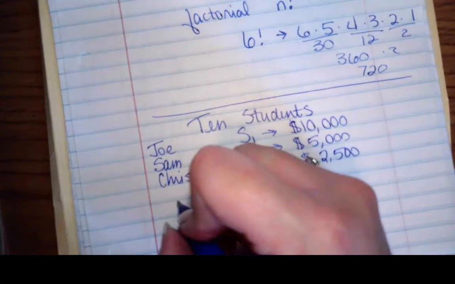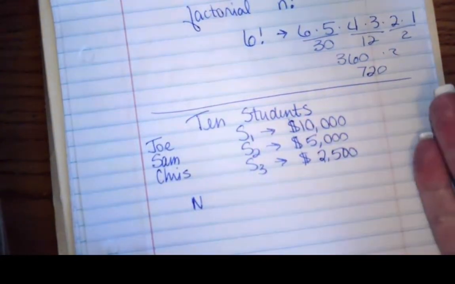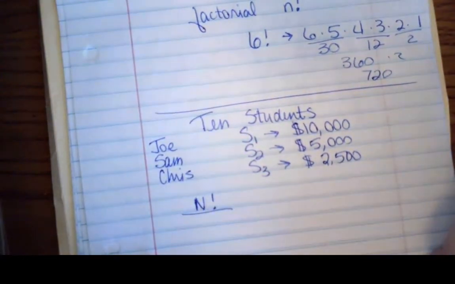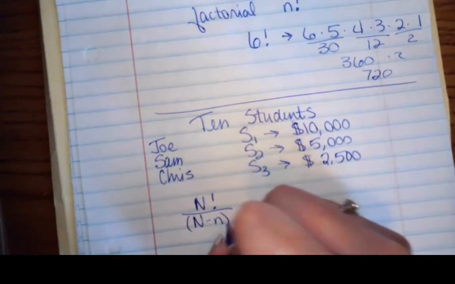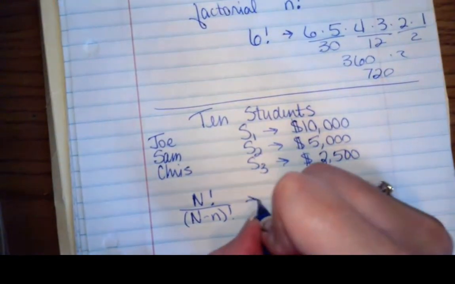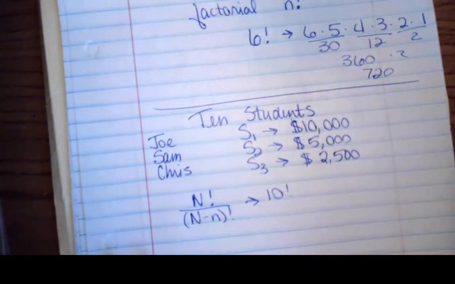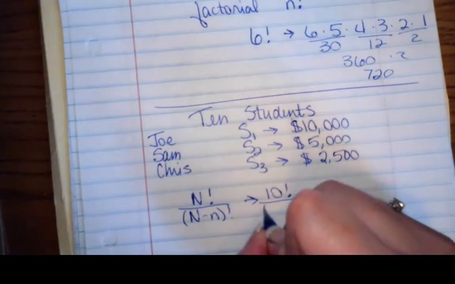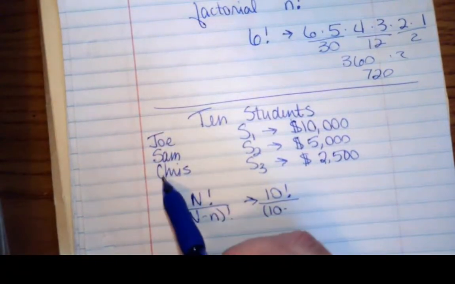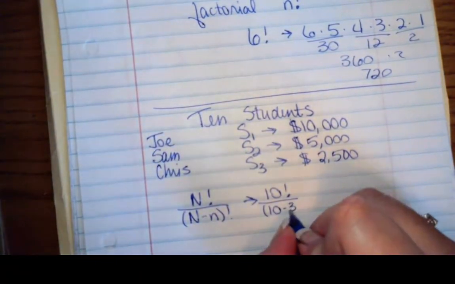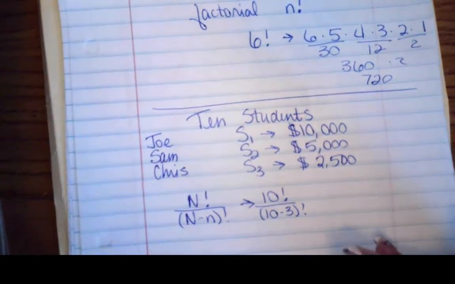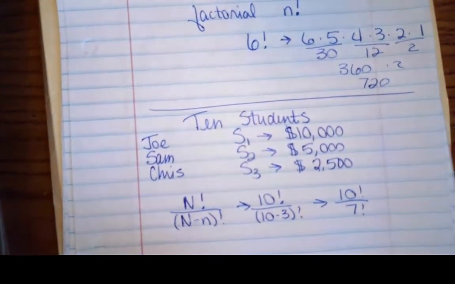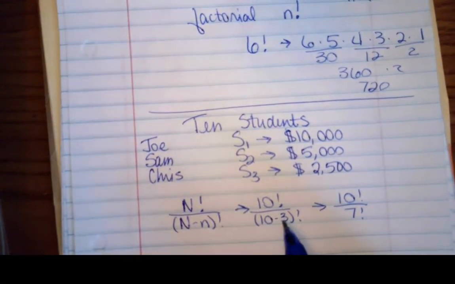My permutation says I'm going to have n factorial, which is the number in my group. I have 10 students, so I'm going to have n factorial over big N minus little n factorial. So what that means is I've got 10 factorial because I have 10 students. Then I take big N minus little n, which is 10 minus how many students am I giving scholarships to? I'm giving them to 3. So that gives me 10 minus 3 factorial. Let's simplify this a little bit. That means I've got 10 factorial over 7 factorial. 10 minus 3 is 7.